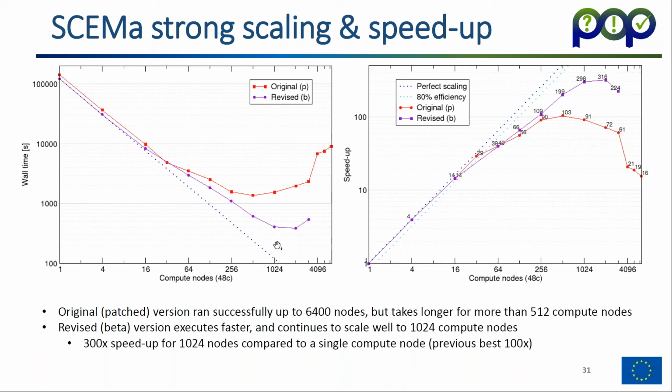So we're now able to scale up to roughly 2,000 nodes here. That gives us a 300-fold improvement in performance compared to a single node. Previously, we were only getting a 100-fold improvement. So we're able to scale much faster and get much faster results from these simulations. The story isn't over, but we've already shown a substantial improvement, which is a 300-fold speed up at 1,000 nodes.